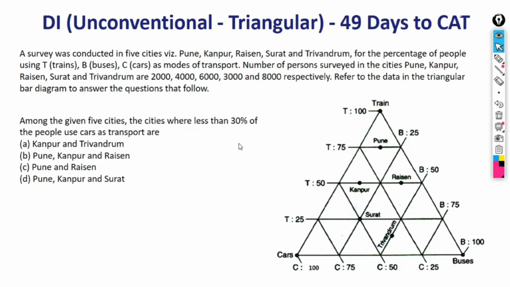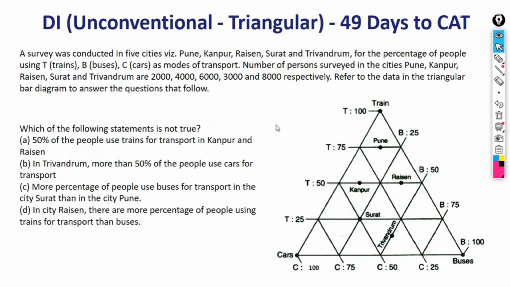So do revise that. Now, among the given cities, the cities where less than 30% of people use cars as transport. Less than 30% people using cars, what you have to do? Just draw a line slightly above 25% parallel to the line. Now you can see Pune and Raisin are below 30%. So that's done. Very, very simple. As soon as you know how to interpret it, the question becomes easier, right? If you have to interpret for the first time, then it takes a little time.